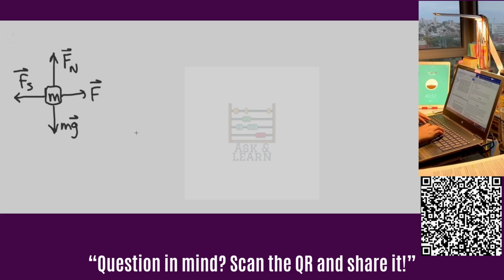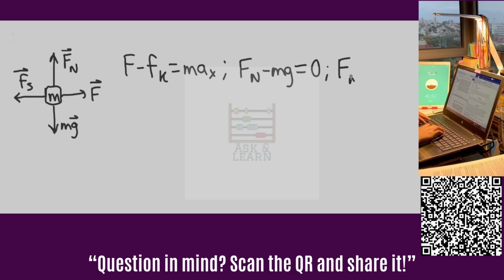Applying Newton's second law to the x and y axes, we can say that F minus the kinetic frictional force equals the mass times the acceleration in the x direction, and that the normal force minus mg equals 0, where the normal force is then going to be equal to mg, and we can say that the force here has a magnitude of 85 newtons.